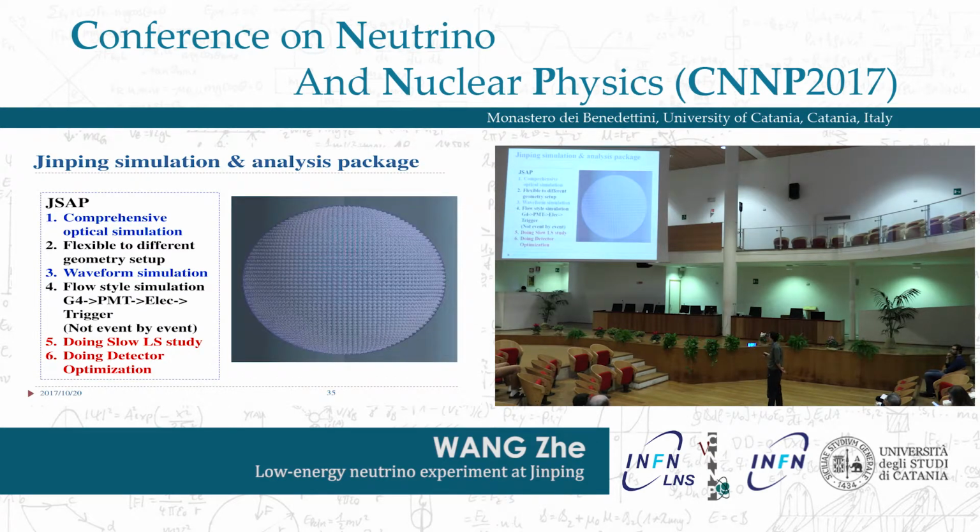At the same time, we have a comprehensive detector simulation, flexible for different geometry setups, with waveform simulation. We also have a flow style simulation. So it's really different from the Geant4 event by event style.